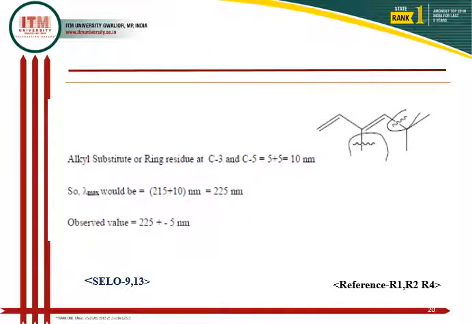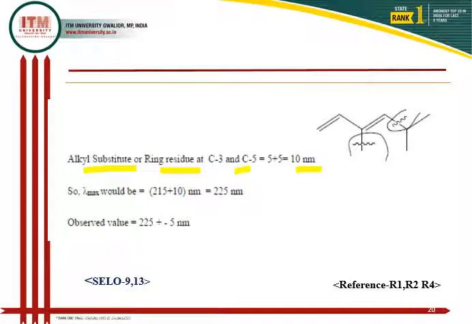Then we can see here the alkyl substituent or a ring residue at the carbon 3 and 5. The two additions are there for the alkyl groups, because here to satisfy the valency the two alkyl groups should be added. So each one of the alkyl groups, how much? 5 nanometer. So if there are two, how much? 10 nanometers to be added. There are the two attachments from here side.